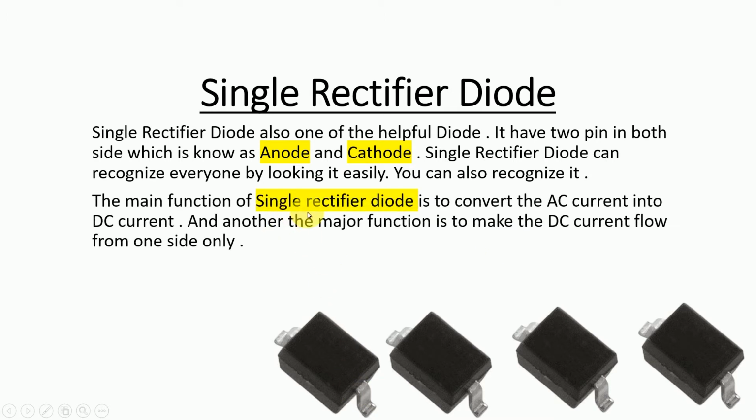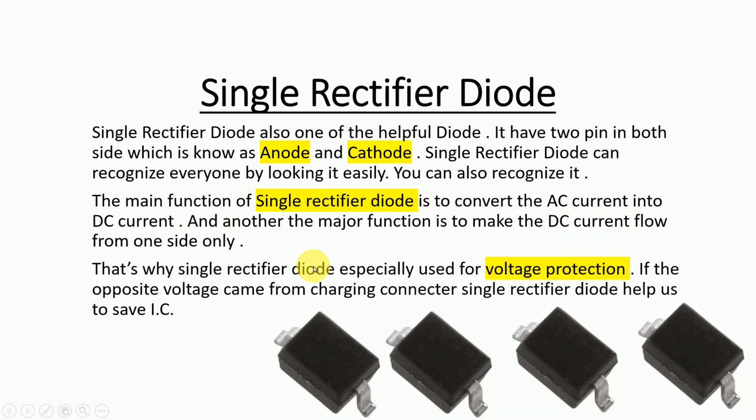The main function of the single rectifier diode is to convert AC current into DC current, and another major function is to make the DC current flow from one side only. Sometimes the DC current can come from the other side. In that case, the diode helps us to protect the circuit. That's why it makes the DC current flow from one side only. This is the main function of the single rectifier diode.